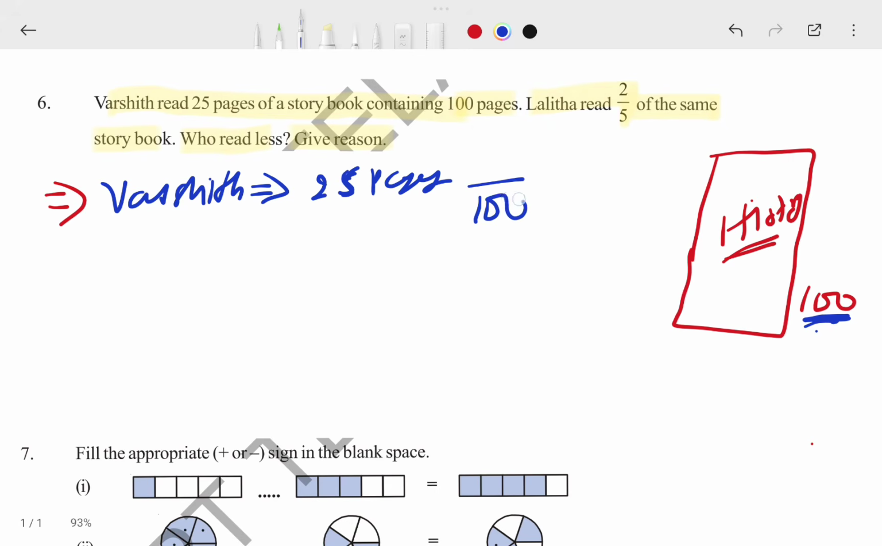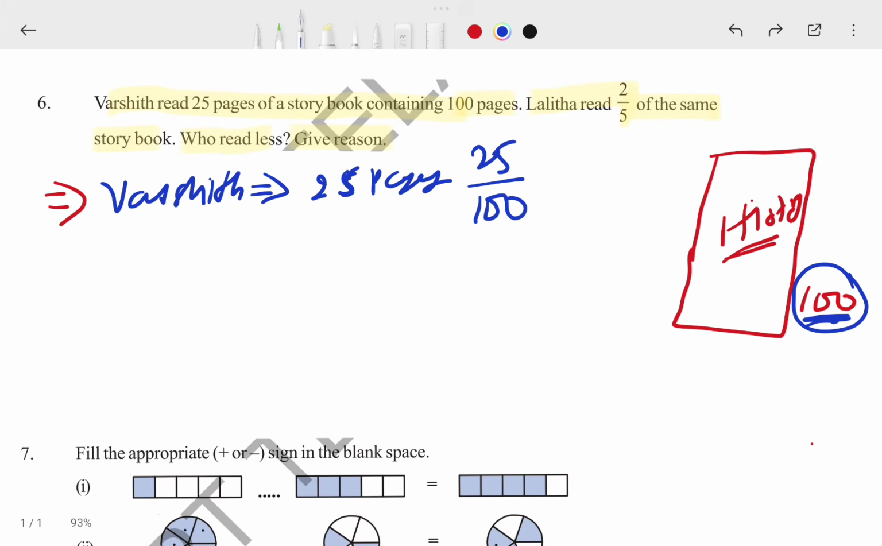The total book is 100 pages. How many pages did Varsita read? 25 pages only. She read it, not he. So you have a 100 pages history book, your friend comes and reads 25 pages. Out of the 100 pages, she read only 25 pages.